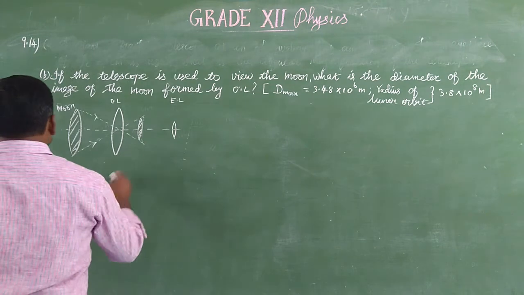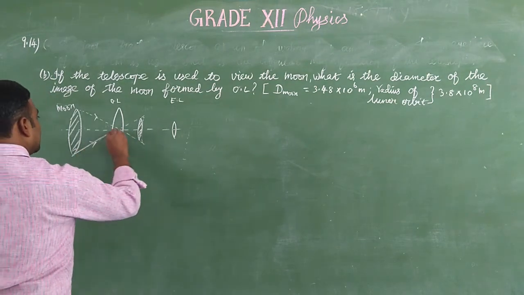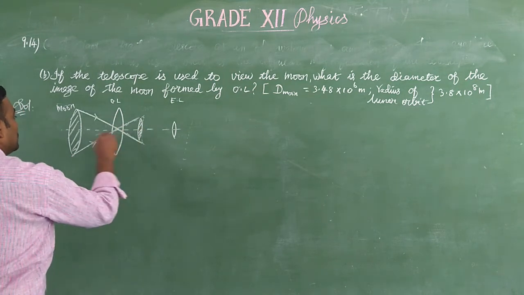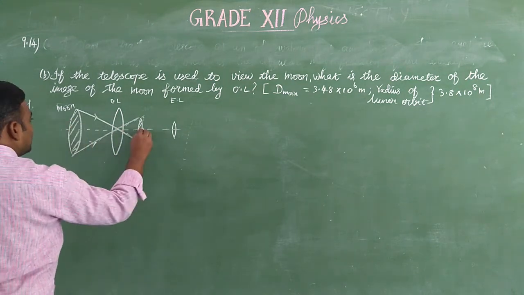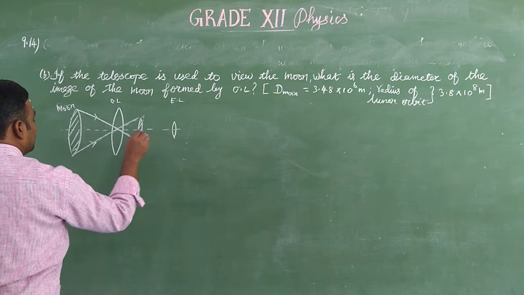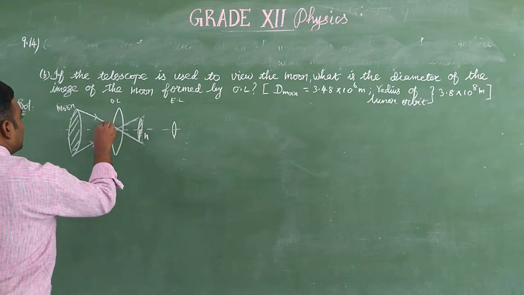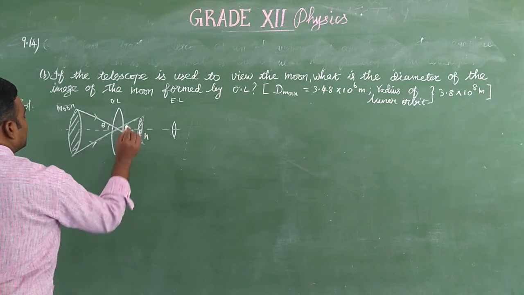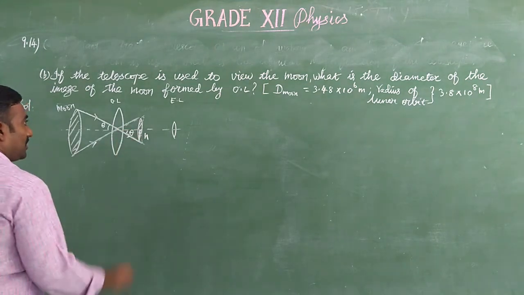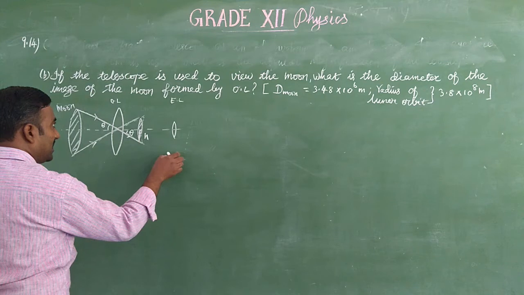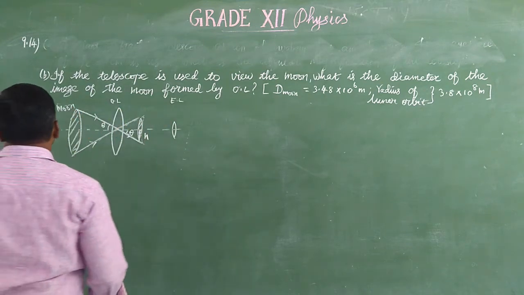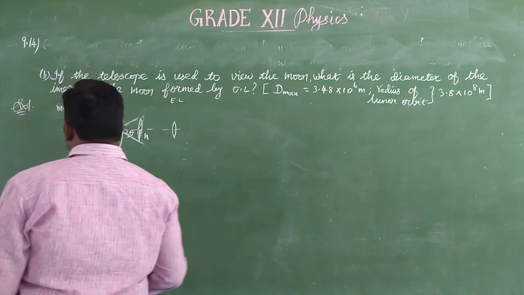Okay. So here this is the height of the image, and here it makes an angle, theta. So if this is theta, then this angle is also theta. We'll use it in the latter case. So we have two lenses, the objective lens and the eye lens. The objective lens has a larger focal length, the eye lens a shorter focal length. Let us assume the moon is S.